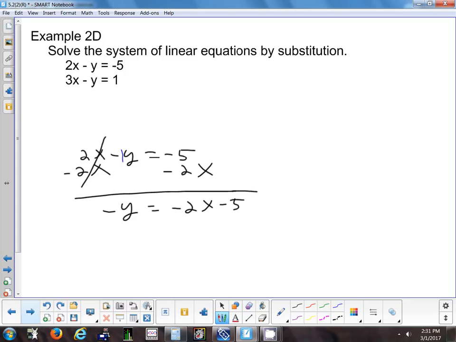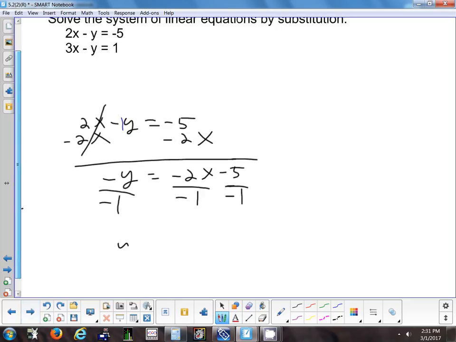Because y is not by itself yet. Yep. Divide the whole thing by -1, because even though it's not shown there, there's still a -1 with that y. If it was positive, it wouldn't matter. If we divided everything by a +1, it'd still come out the same way. That's why we don't do that when y is positive. But when it's negative, we have to do this. And what does dividing everything by -1 really do?